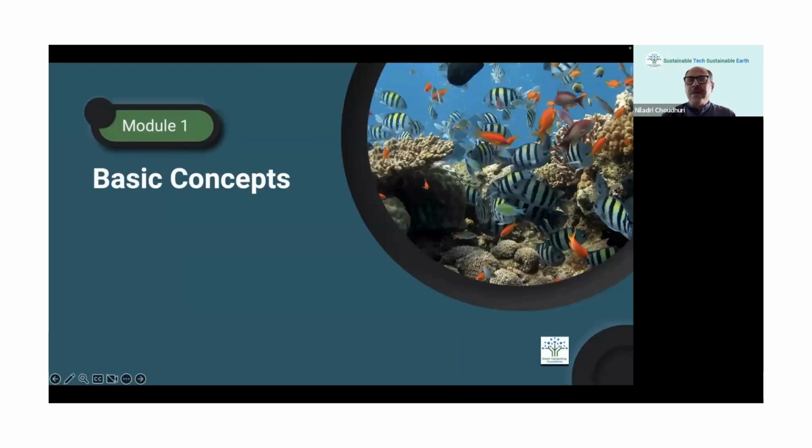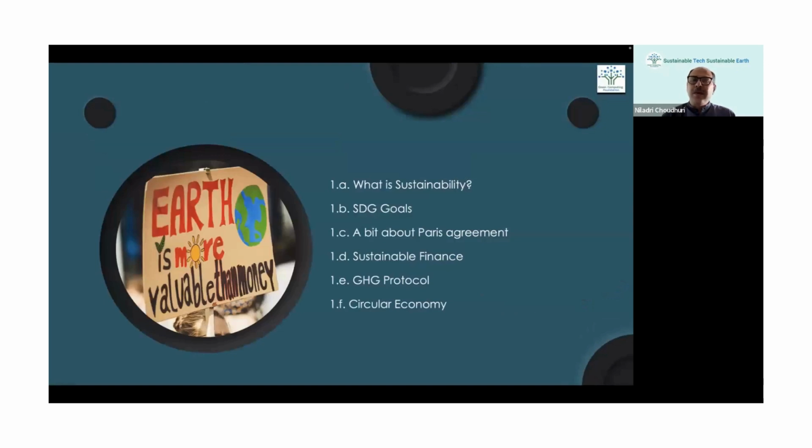So let us start with the basic concepts. Here we will see what is sustainability, what are the SDG goals or the Sustainability Development Goals, a bit about the Paris Agreement. We will also understand a little bit on sustainable finance, greenhouse gas protocol, and circular economy.